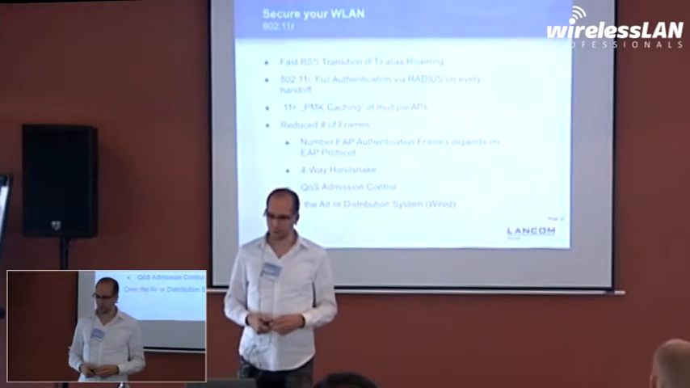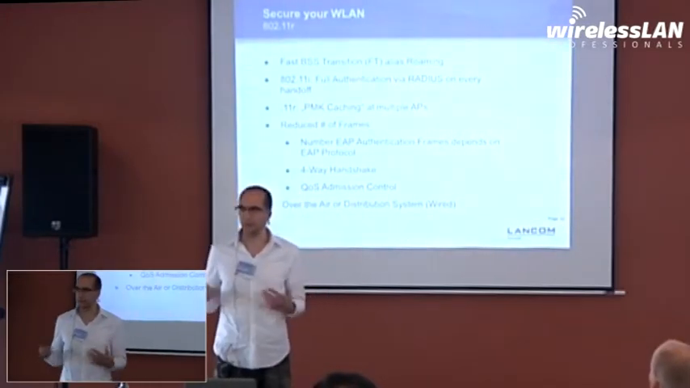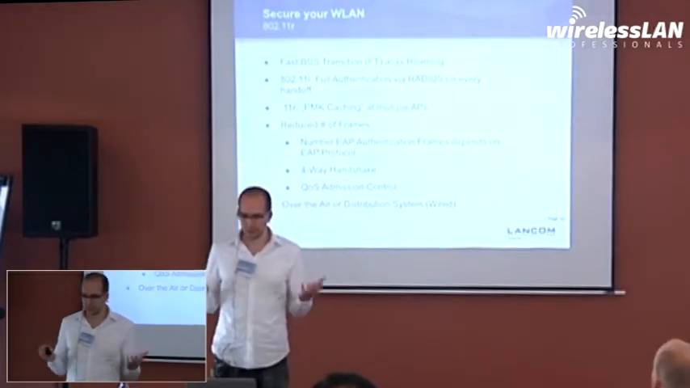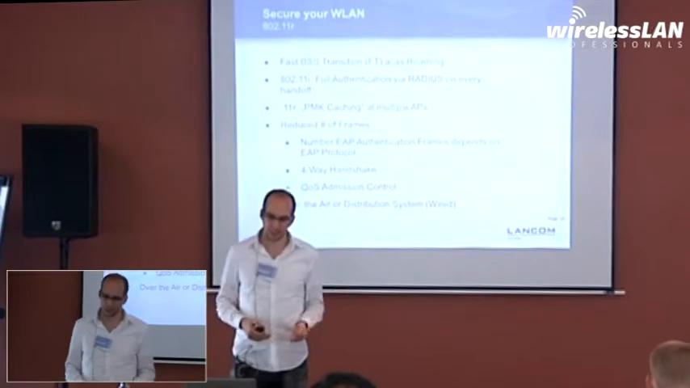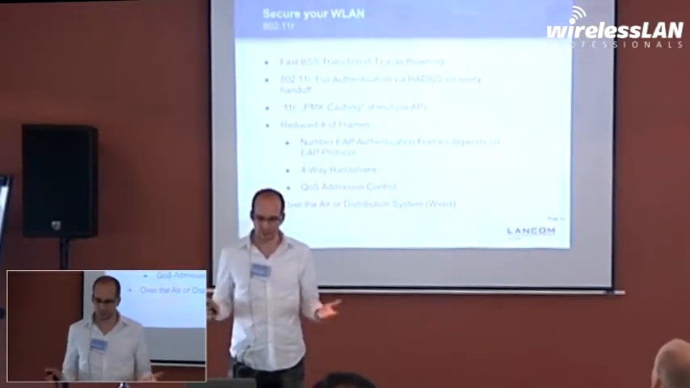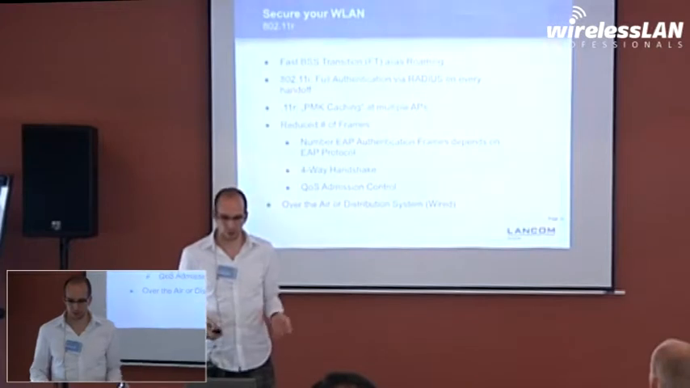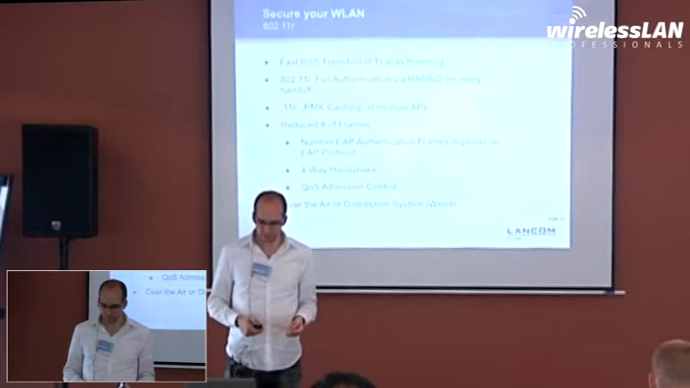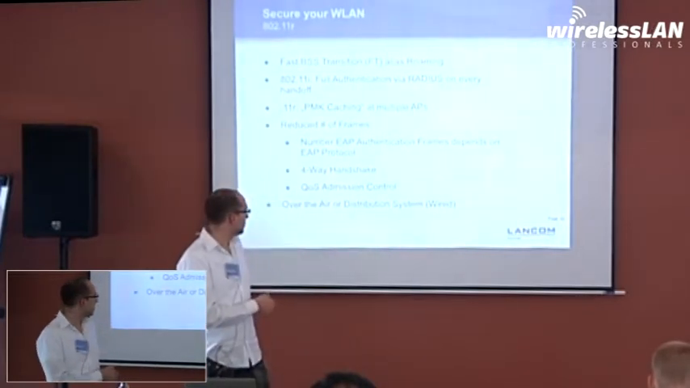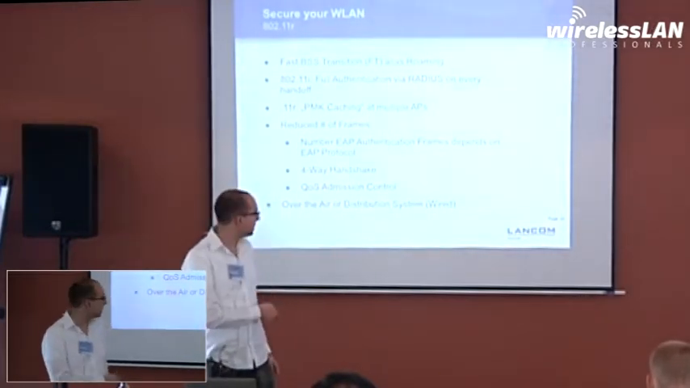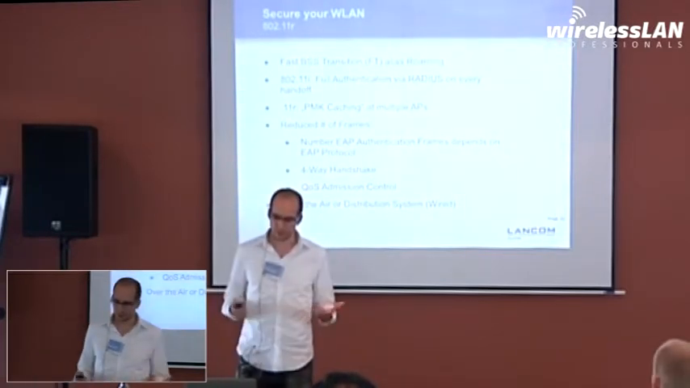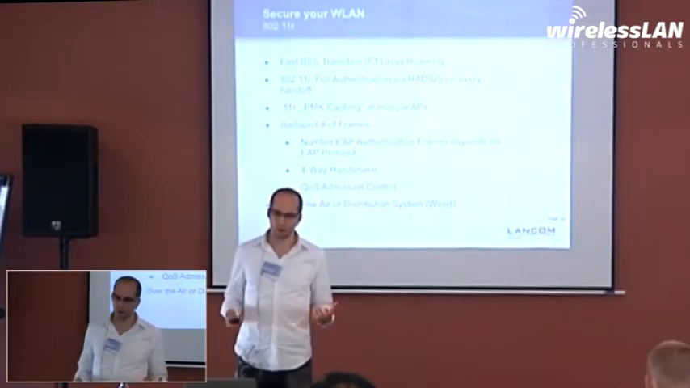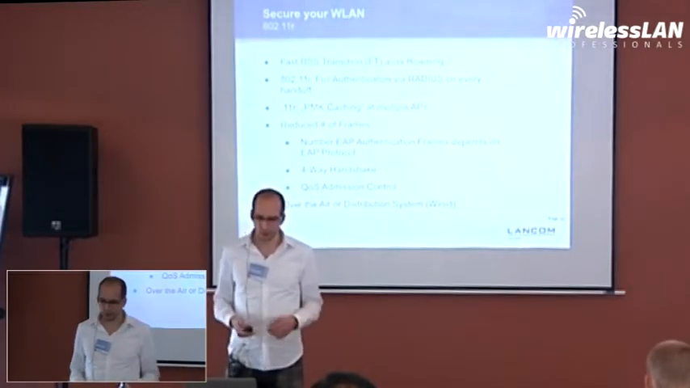With 802.11i, you have to do the full authentication via RADIUS on every handoff or every re-authentication of a client. And you could call 802.11r PMK caching, so caching the master key at multiple APs of the same BSS ID or mobility domain, which of course reduces the number of frames you have to transmit each time a client re-authenticates. You can also skip the four-way handshake with fast transition. And there's also the possibility to skip some quality of service admission control. You can either do this over the air or over the so-called distribution system, or wired.